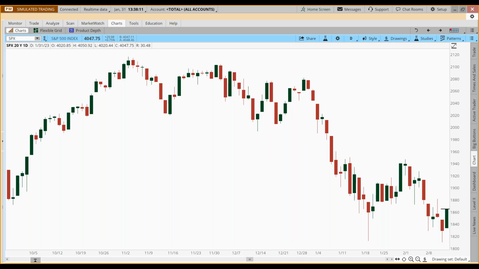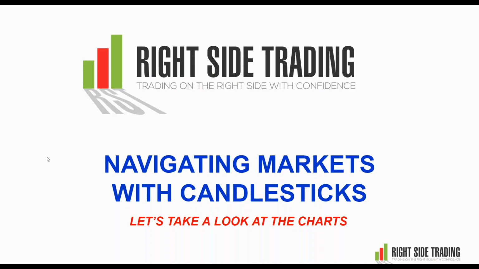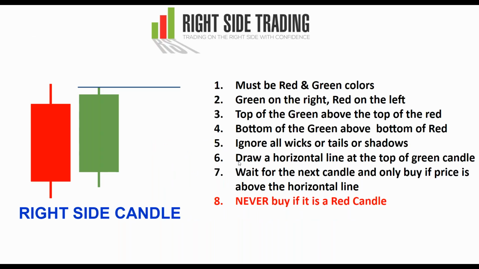I used to have this issue of like, oh, if I wait till the next day, I'm gonna miss out. It's like, no, okay? Wait till the next day and see if we do what? Close above this line. If we close above the horizontal line, that's number seven, then we're ready to go, okay? Again, we can see that when we go here. That's what we said here. Draw a horizontal line at the top of the green candle, wait for the next candle, and only buy if price is above the horizontal line, and never buy if it's a red candle.